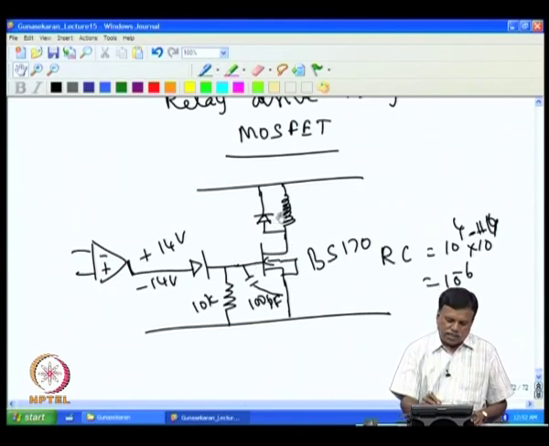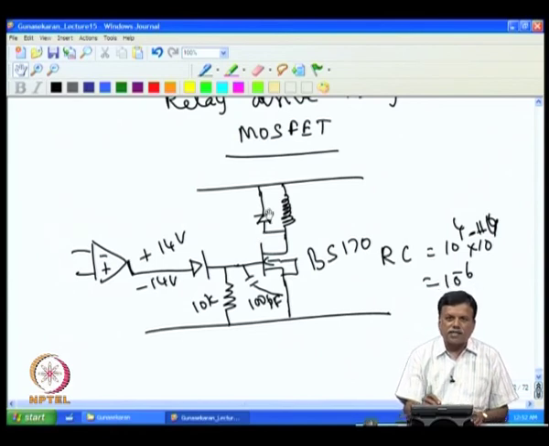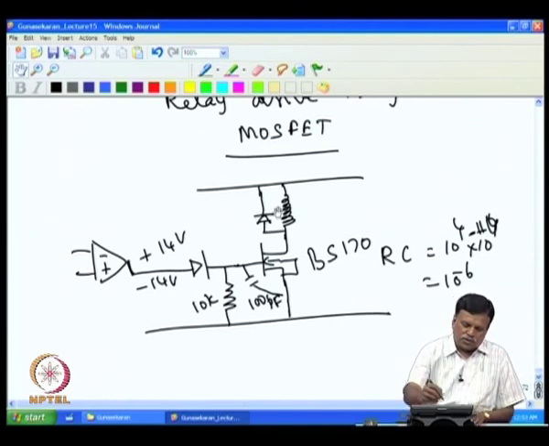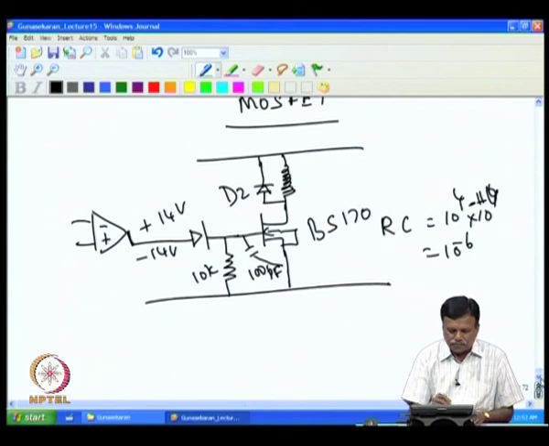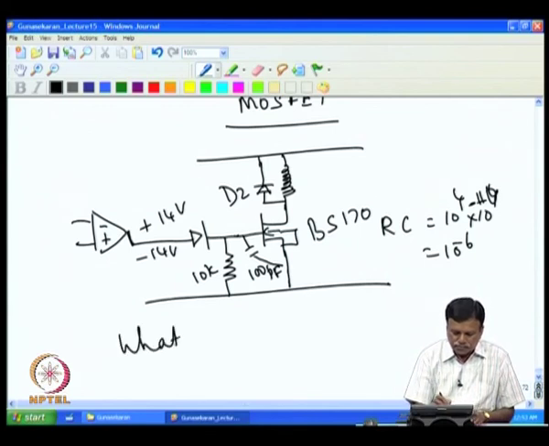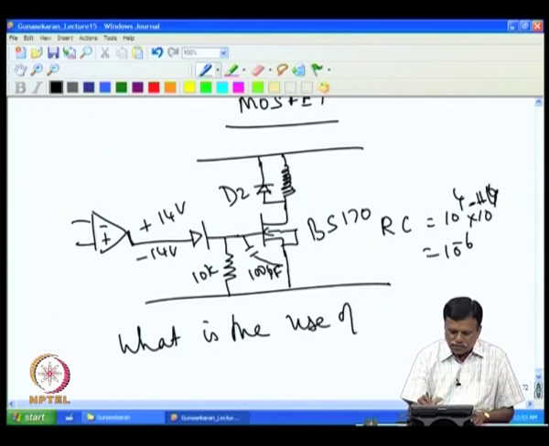Only thing is, now I have to explain what is the function of this diode, which we have not done even in the other case. So, now we will explain what is the purpose of this diode, say D2. What is the function of diode D2? What is the use of D2?